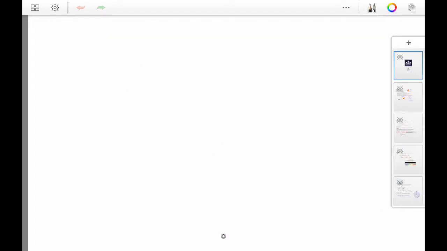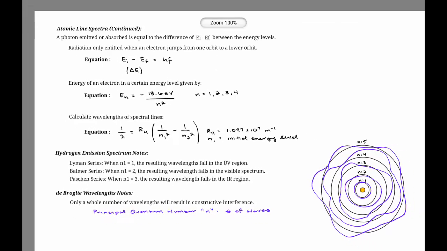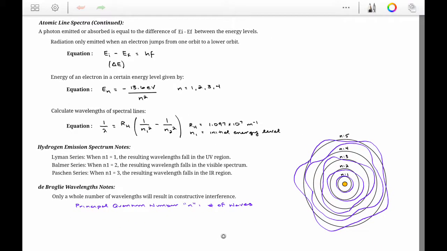And so lastly, what I want to talk about is just sort of a continuation of atomic line spectra. One important note here is that a photon emitted or absorbed is equal to the difference of the initial energy level minus the final energy level. And so we have an equation here that is EI minus EF is equal to Planck's constant times frequency, or the change of energy is equal to Planck's constant times frequency.